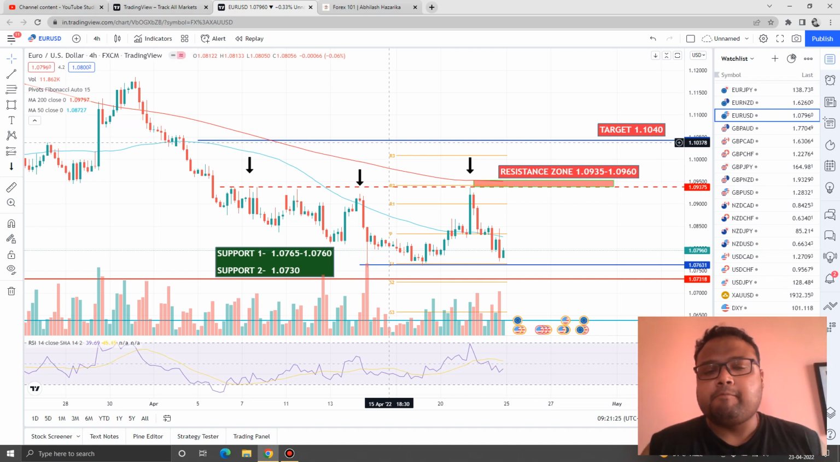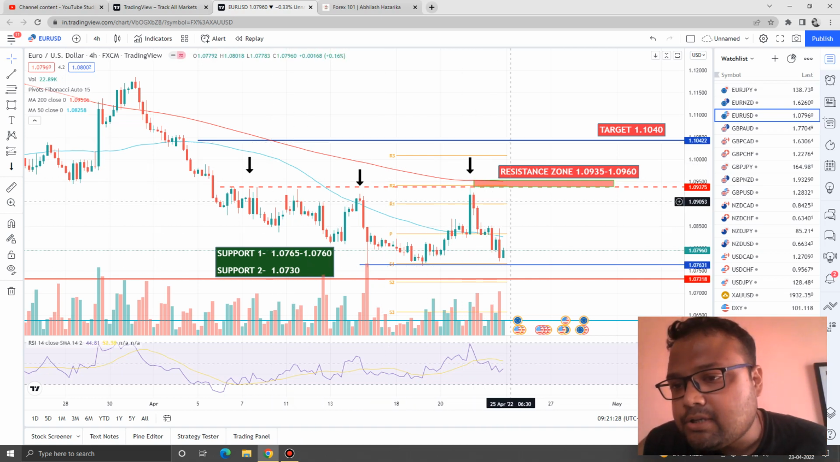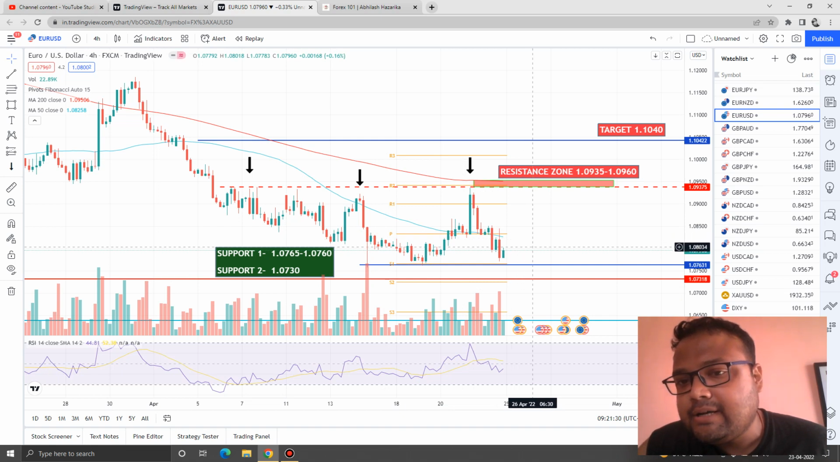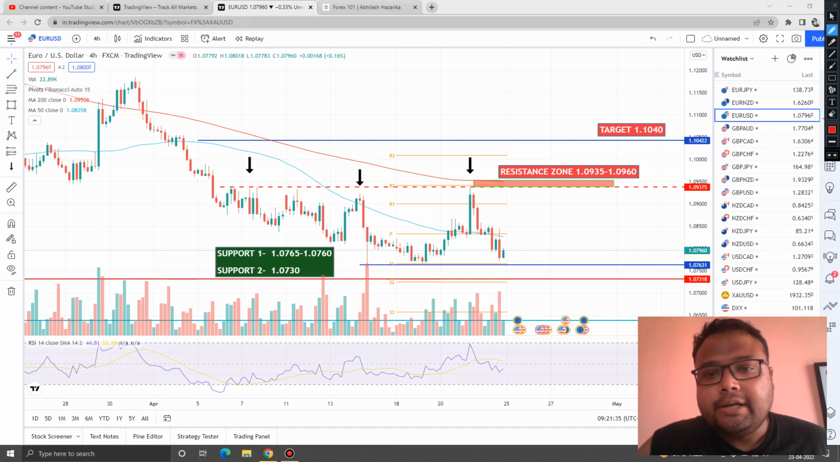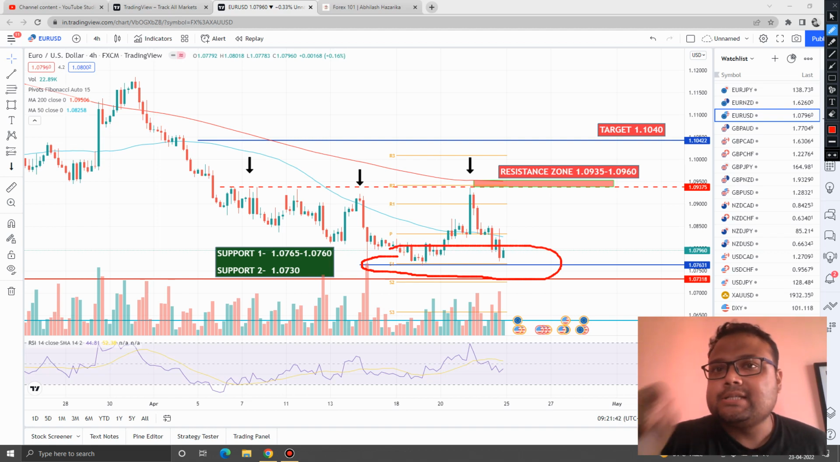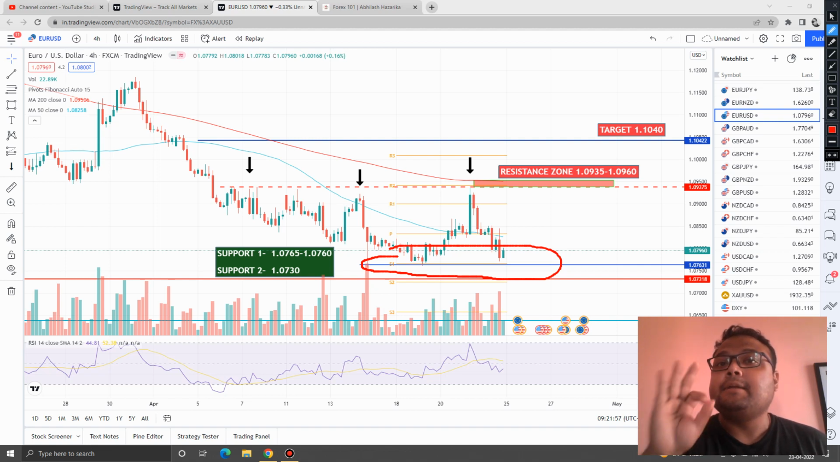and understand the explanation better. The last traded price of Euro USD is 1.0796. This is the last traded price here. As we all know, Euro USD has a support around 1.0760, 1.0765. Yesterday Euro USD tried to take support here, and ultimately somehow managed to close above the support level. So if you have a buy position on Euro USD, stay in the buy position, no need to exit.